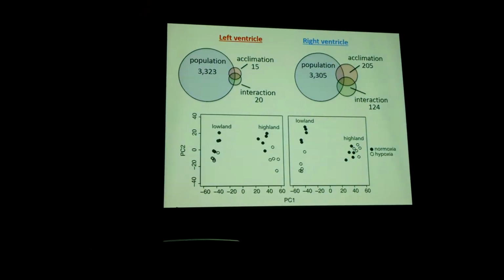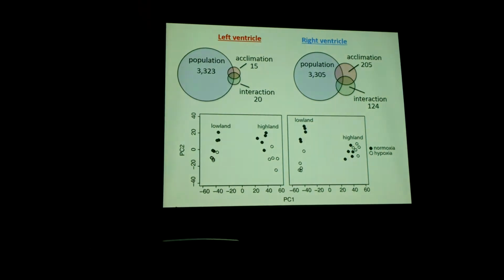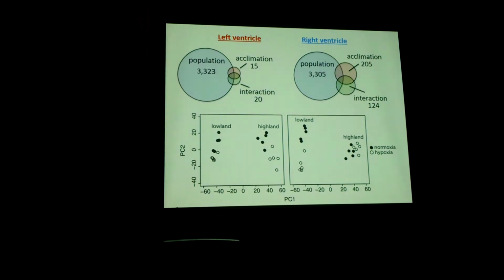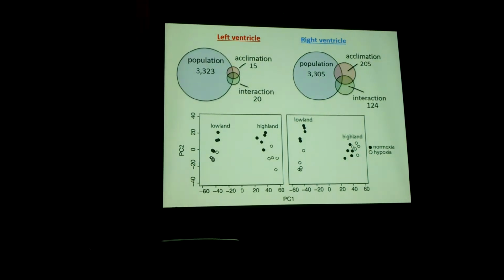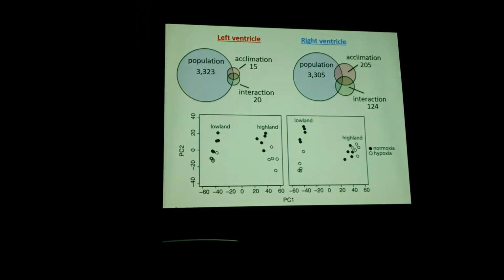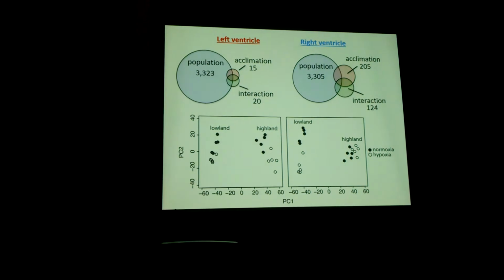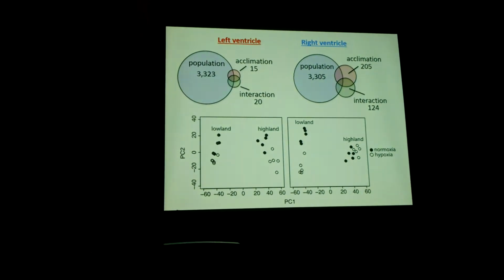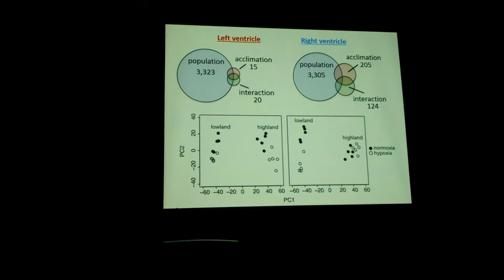And if we look at this on a principal components analysis, so here's just a biplot of these differentially expressed genes, PC1 on the X, PC2 on the Y, what we see is that PC1 explains about 60% of the variance in gene expression. So animals, highland and lowlanders, are very clearly distinguished along PC1. And that's true for both the left and the right ventricle.